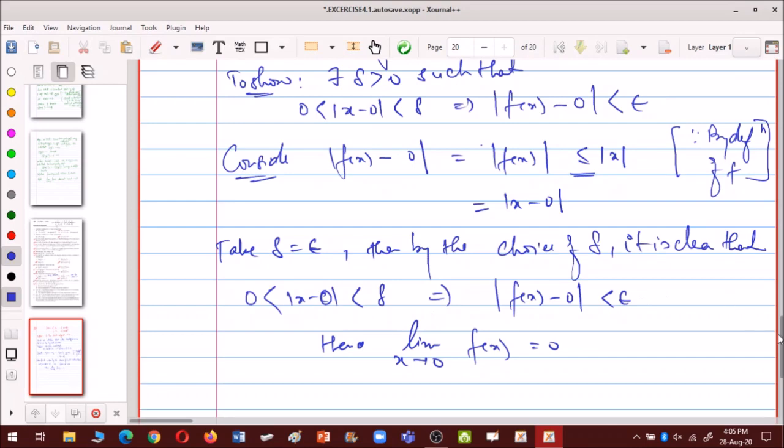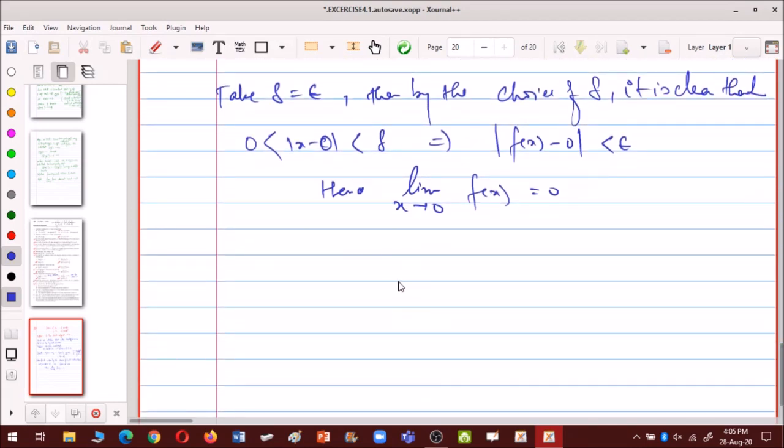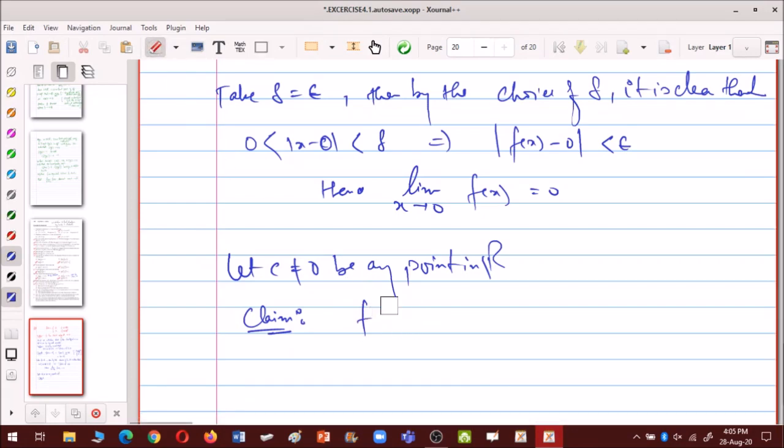Now we have to show that if I take any other point c not equal to 0, then the limit will not exist at that point c. So let c not equal to 0 be any point. Our claim is what we are going to show: f does not have a limit at x equal to c.